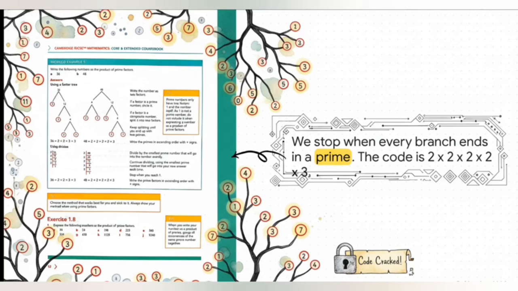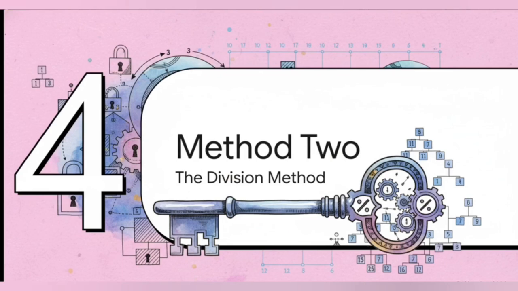And there it is. The secret code for 48 is all those circled numbers multiplied together. We've got four 2s and one 3. That means 2 times 2 times 2 times 2 times 3 equals 48. Code cracked. But what if you're not a fan of the whole tree thing? Maybe you like things a little more linear, a bit more orderly. Well, there's another master key for that. Let's take a look at the division method.